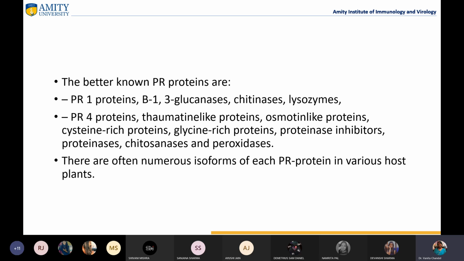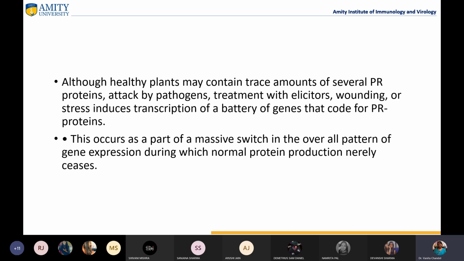The better known PR proteins are PR1 proteins, which are B13 glucanase, chitinase, lysozymes. Then PR4 proteins, they are osmotin-like proteins, cysteine-rich proteins, glycine-rich proteins, or proteinase inhibitors, right? So there are numerous isoforms of each PR protein found in various host plants. Although healthy plants may have some trace amount of PR proteins, attack by pathogens or treatment with elicitors, wounding or stress induces transcription of a battery of genes that code for PR proteins.